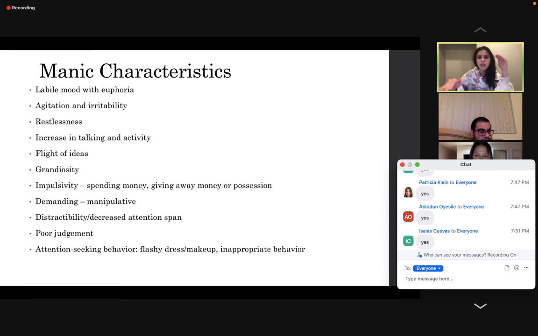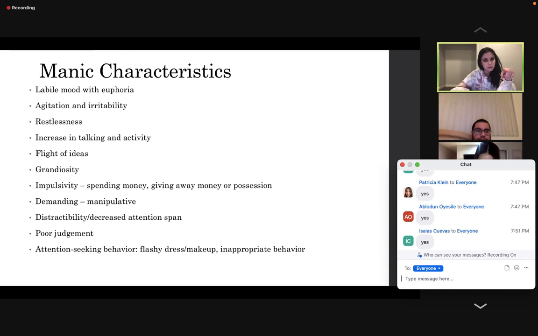Okay, what are our manic characteristics? Labile mood with euphoria, up and down. Remember, depressive, euphoric, depressive and manic: irritable, agitated, restless, pacing down the halls constantly, cussing. I'm talking about the manic stage. I don't want you guys to get the idea that this is how they always are, because that's not the case. Increase in talking and activity, flight of ideas: talking about a bunch of random things at once, candles, coffee, TV, everything. Grandiosity: sometimes they really do think they are above everyone else.